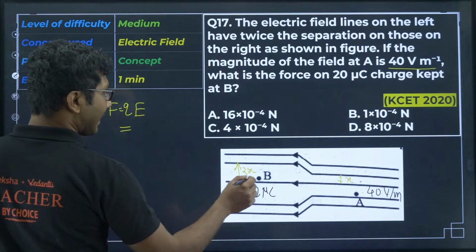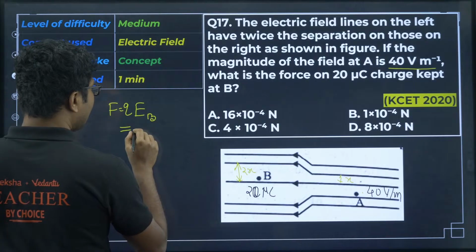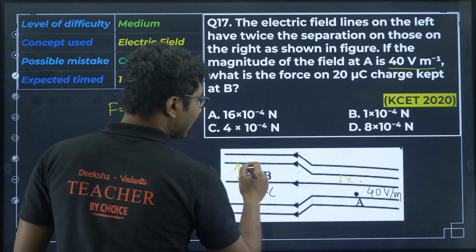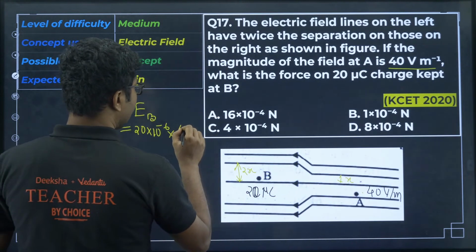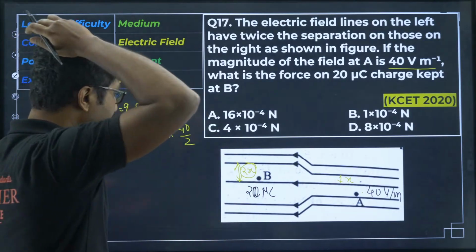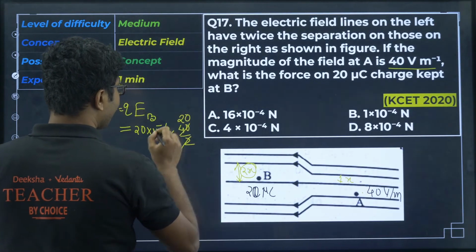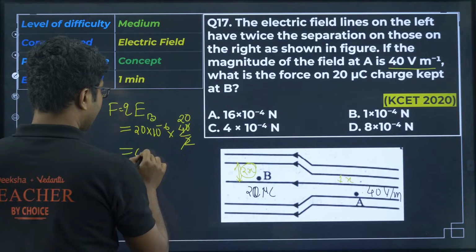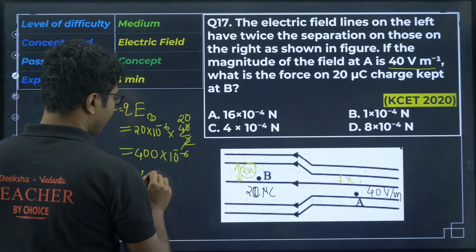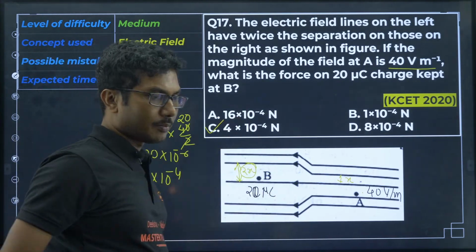So, the electric field at point B, because the lines are twice the distance apart, will be half of that. So you have to divide by this factor, do not multiply it. Be careful, you cannot multiply it, you have to divide it. So it will be 20 into 20, which is 400 into 10 to the power of minus 6. So it will be 4 into 10 to the power of minus 4. So the correct answer is 4 into 10 to the power of minus 4.